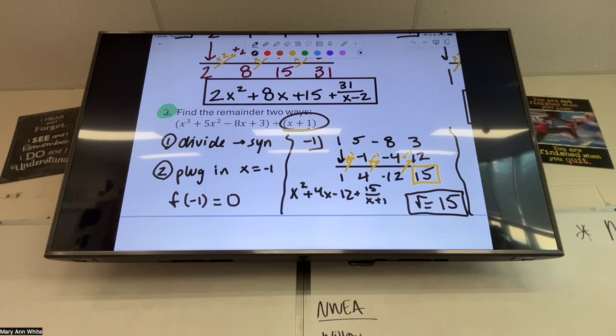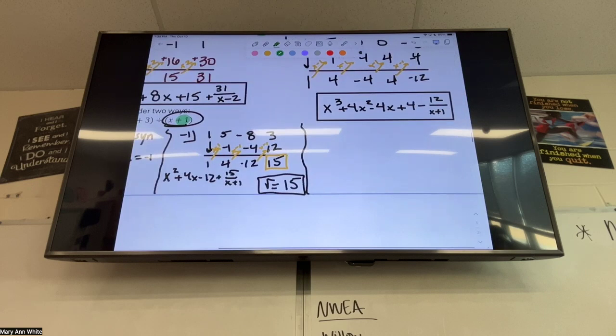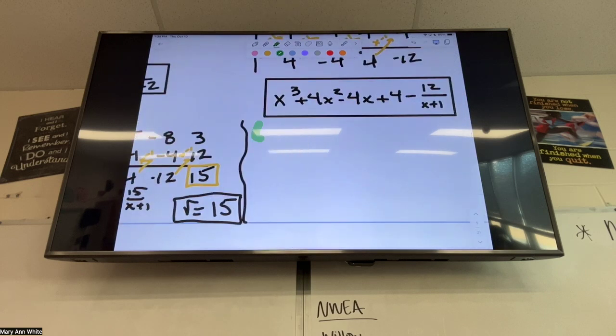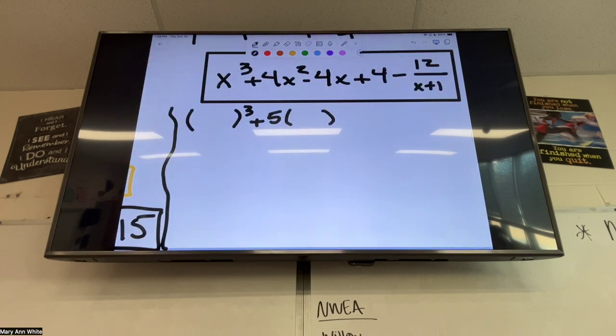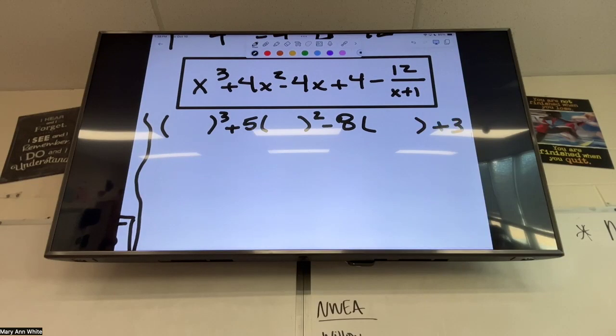Once we've done that, now we're going to try the other method, which is where we plug it in. So I'm going to plug in -1 for all of my x's, and I should still get out 15. Okay, so let's try that. So it's x to the 3rd plus 5x squared minus 8 times x plus 3.